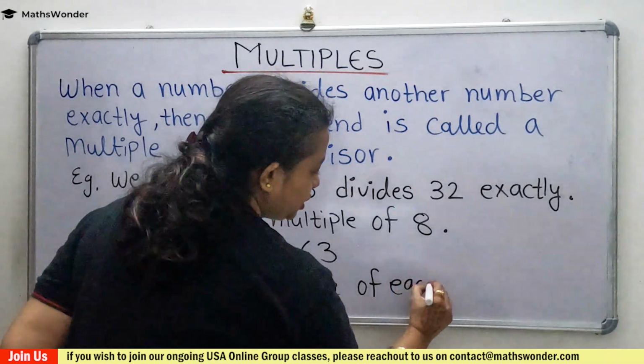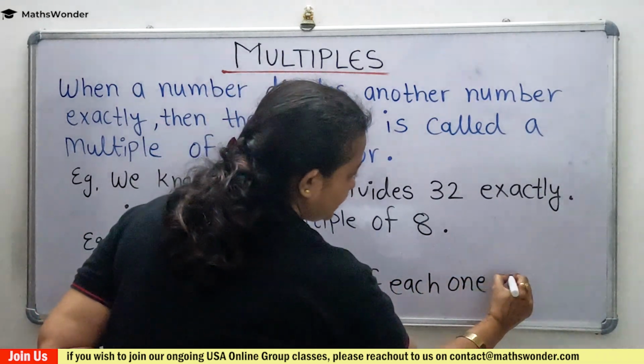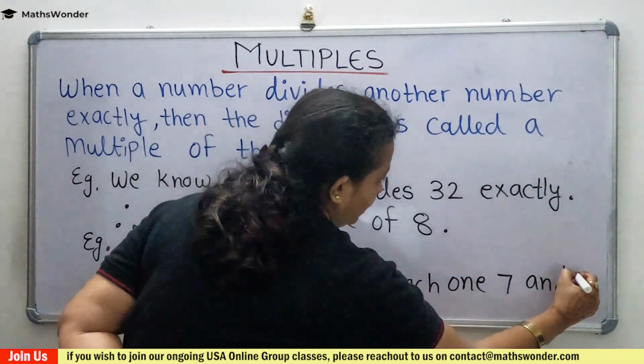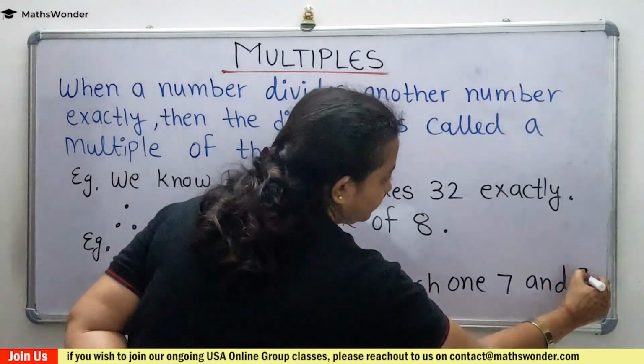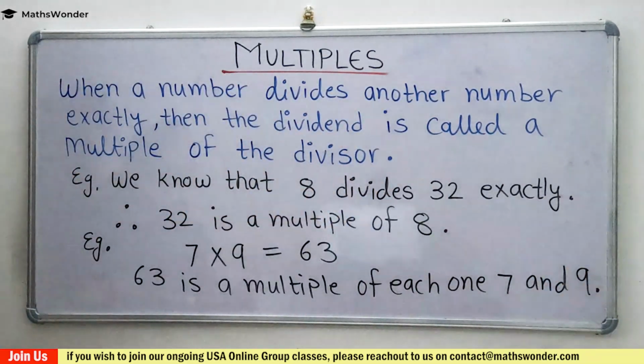Multiple of each one, 7 and 9. Right? Any confusion here? Please ask the question.